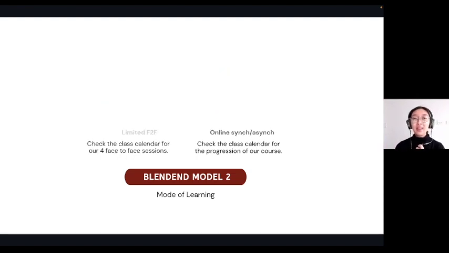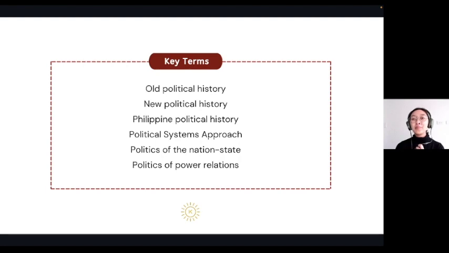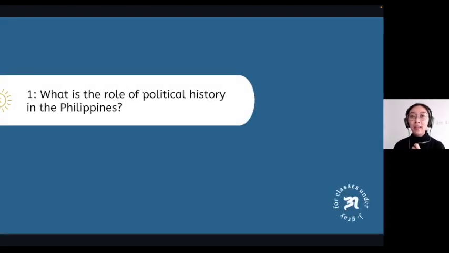Okay, having said that, for today, I'm trying to introduce a couple of concepts, not in a very deep way, just in a way where you're familiar with them, and you know that throughout the semester we're going to be trying to define what these are. So here are the terms. Just have a quick definition on hand for old political history, new political history, Philippine political history, the political systems approach, the politics of nation state, as well as the politics of power relations. Okay, so let's get to it.